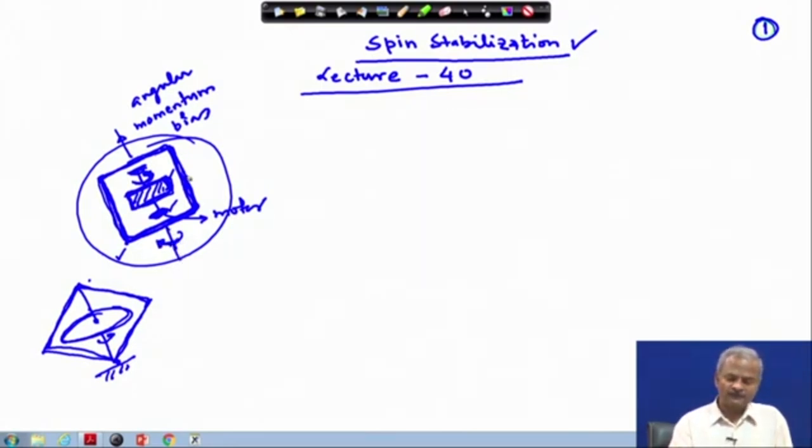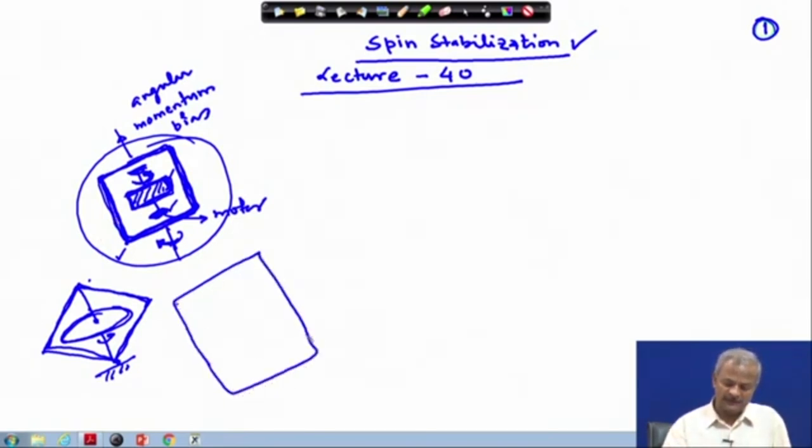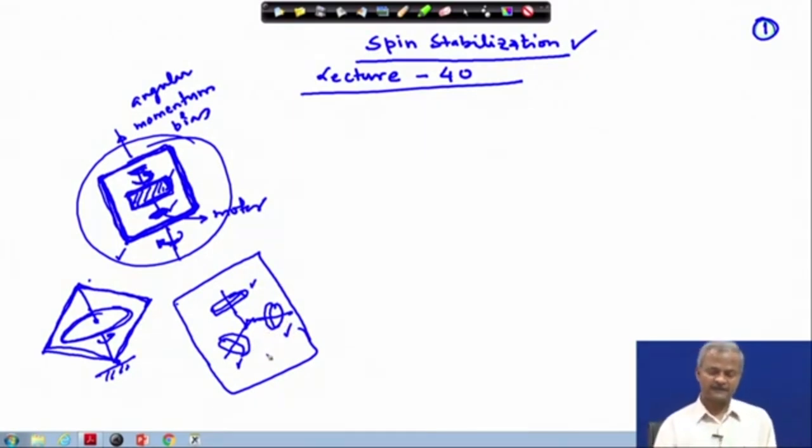Similarly, if I have a bigger box and three wheels mounted on it, one wheel here, one along this axis, and another on this axis, they are perpendicular to each other on three different axes. By moving these three wheels, you will be able to control the angular orientation and angular velocity of the spacecraft.